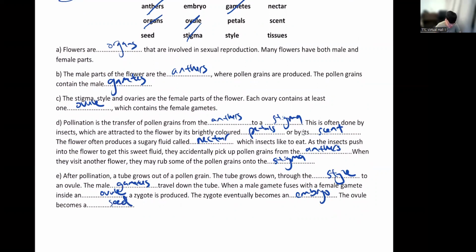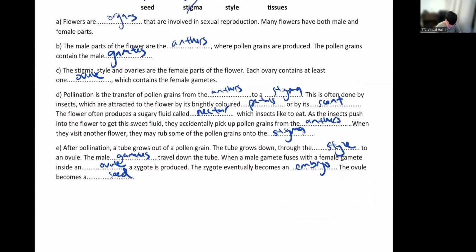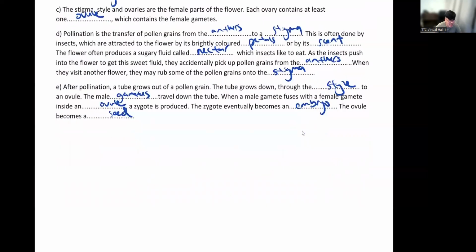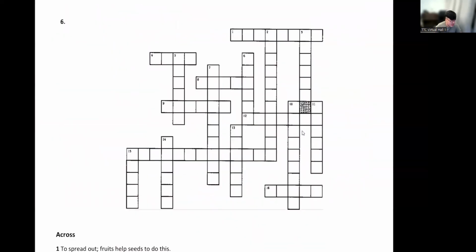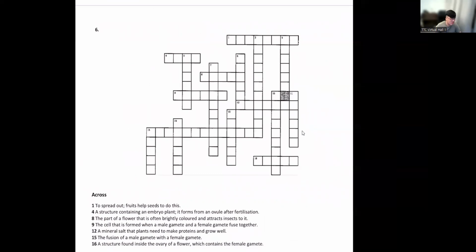Wow, it's pretty easy, pretty straightforward. These are keywords, guys. You should know them by now. Okay, next. Wow, crossword puzzle. I'll give you the answer here as well.